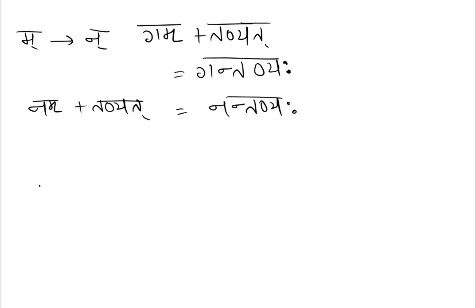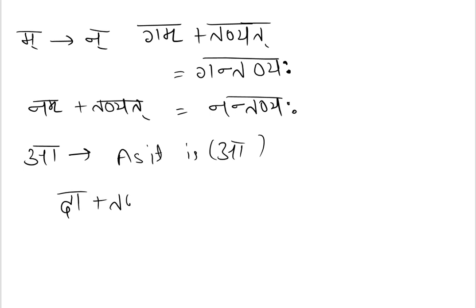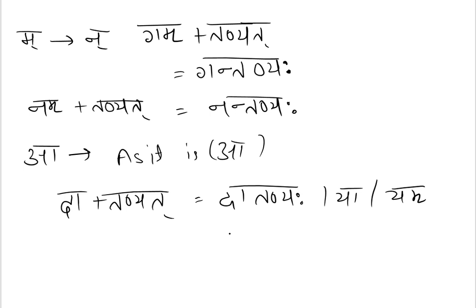Next, if the ending letter is a, that will be as it is. It means that will be a only. For example, da dhatu, da plus tavyat. So what can we make? Datavyah. In Striling, datavya, and Napunsakling, datavyam. And another example, like pa dhatu with tavyat pratyaya: patavyah, patavyam, like that we are using.